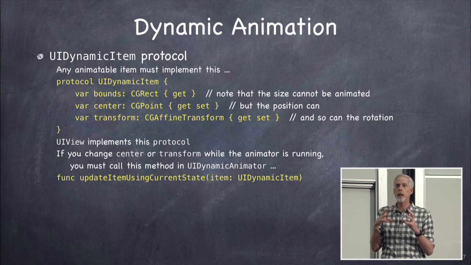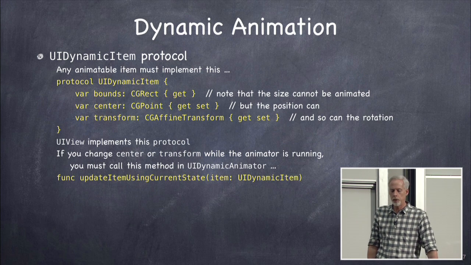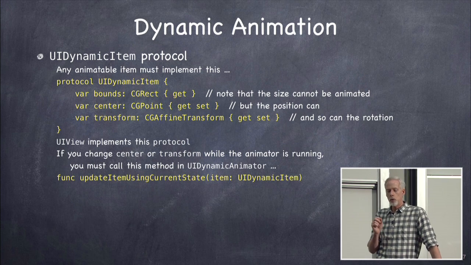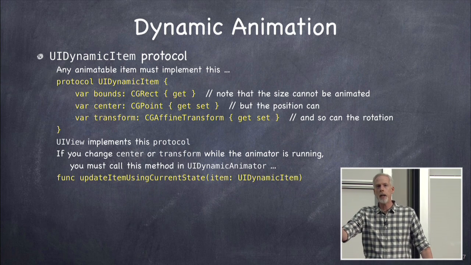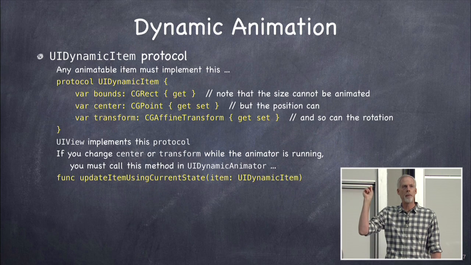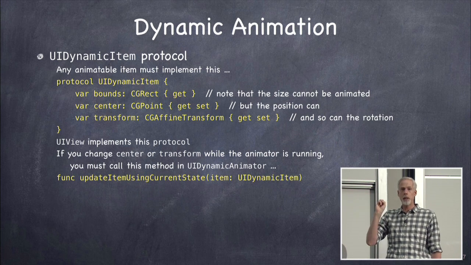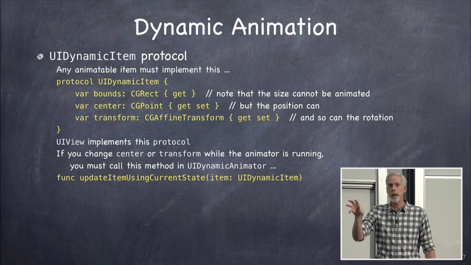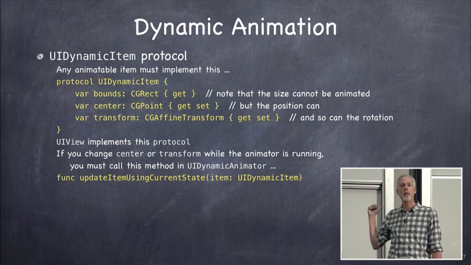But that's a lot. Okay, rotation and scale, you can see, especially center, where the thing is, is a lot of what the animator is doing. Now, one interesting thing is once you add a dynamic item to a behavior that's been added to an animator, then the animator has control over its center and transform. And if you want to change the center and transform without removing it from the dynamic animator, you've got to tell the dynamic animator, hey, I changed this. Otherwise, it's going to change it right back to what it thinks it is.